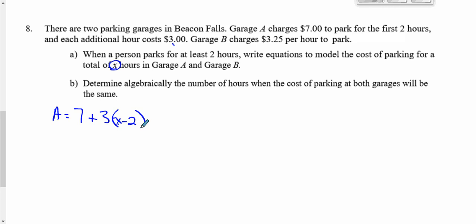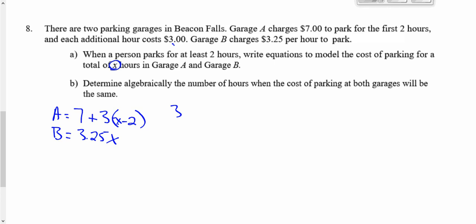All right, so garage B is quite a bit simpler, right? Give me the model for garage B. 3.25x, right? There's no 2-hour thing. Okay. Now, part B is a little like the question in the homework last night. Read part B. What are we going to do? Okay, so here's the cost for garage A, cost for garage B. In math, when we want things to be the same, what do we put between them? Then we have an equation, and you solve it. In this case, we'll solve it for the number of hours. So give me an equation.